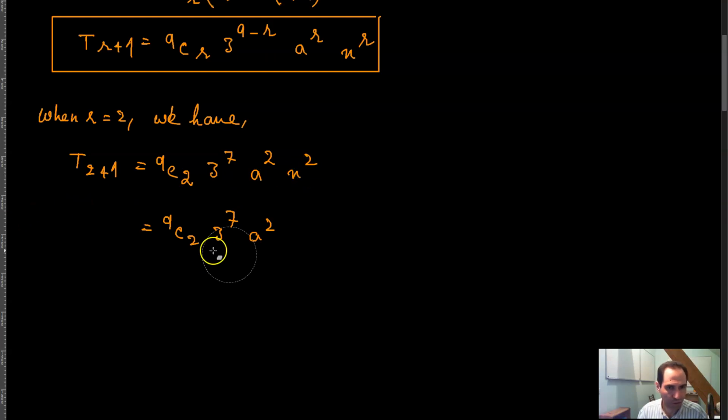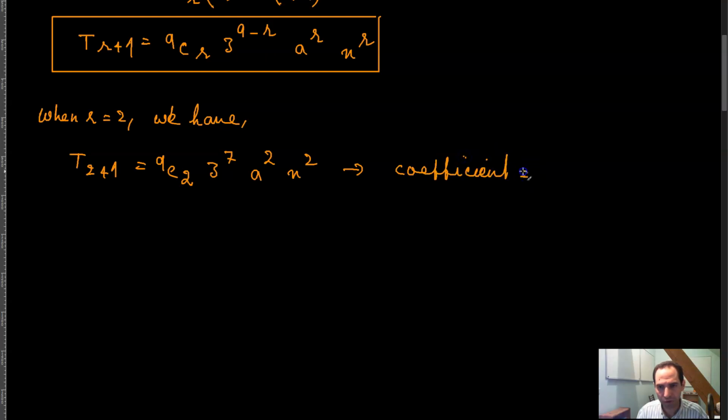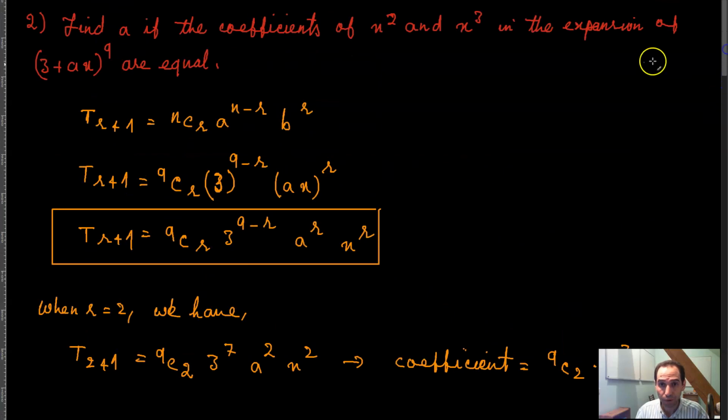You don't really need to write the x. The coefficient here is equal to 9 combination 2, 3 raised to the power 7, a raised to the power 2. That is the coefficient of the third term, where x squared appears. Now we are looking also for the term where x cubed appears.